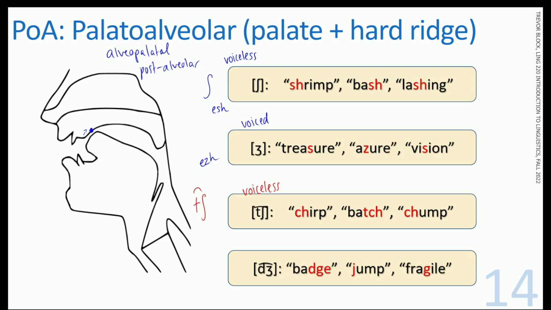We also get its voiced counterpart, j. So as you can see here again, a d followed by a zh almost at the same time, j. And if we hold it, we get that zh sound. So this is where we get badge, jump, fragile, that j sound.